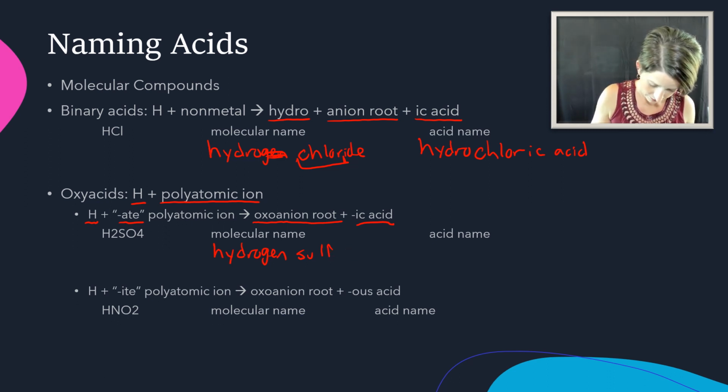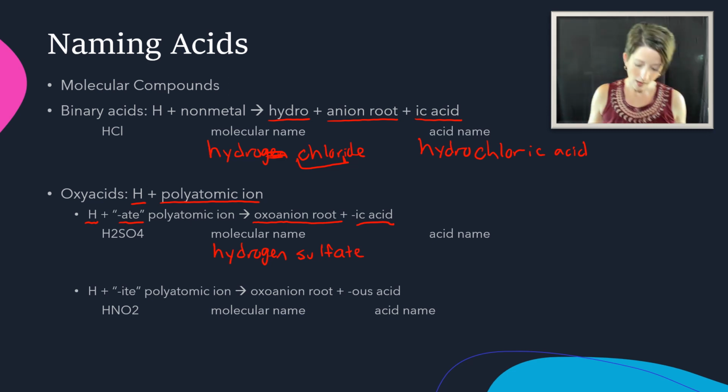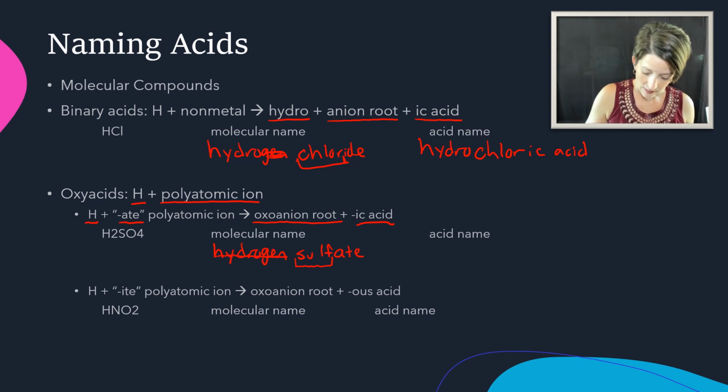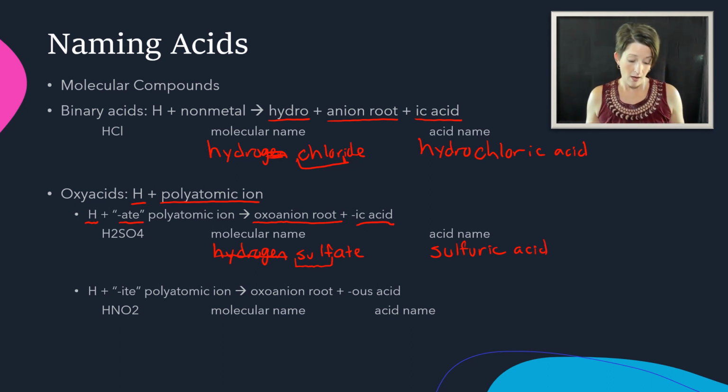When we're looking at the acid name, we ignore hydrogen. We take the oxyanion root, sulf, and this becomes sulfuric acid. Phosphoric acid. Nitric acid. We do add that ur back in because sulfic just sounds funny, so we do say sulfuric. We put the whole word back in, but we have that root there.